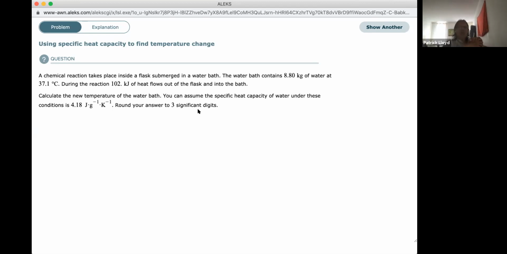Okay, so mass of the water is given, the amount of heat is given, the specific heat capacity is given, the initial temperature is given, and we're essentially asked to find the new temperature, which would be the final temperature, right? But it's really the same thing. Anytime you see heat and temperature, and specific heat's given in there, you're going to be using that equation. So let's take a look at this one.